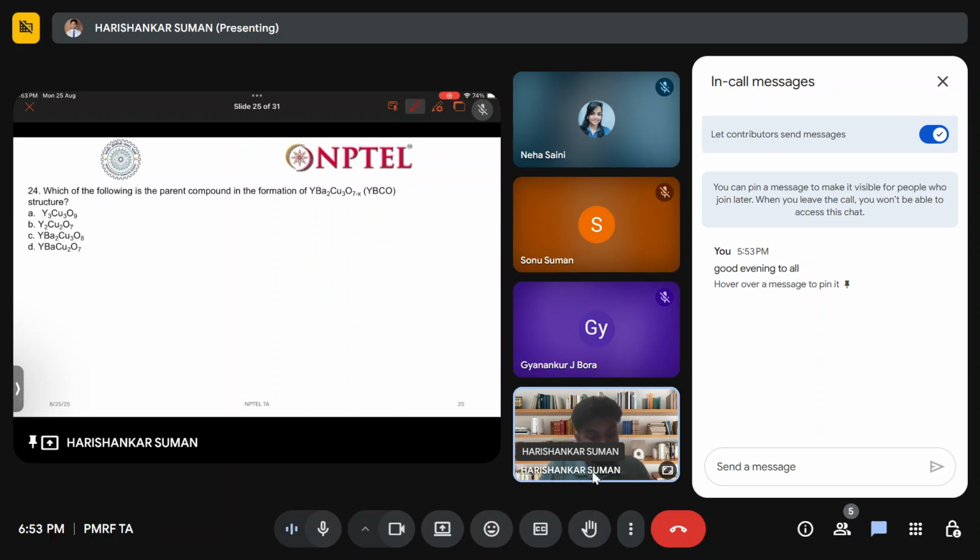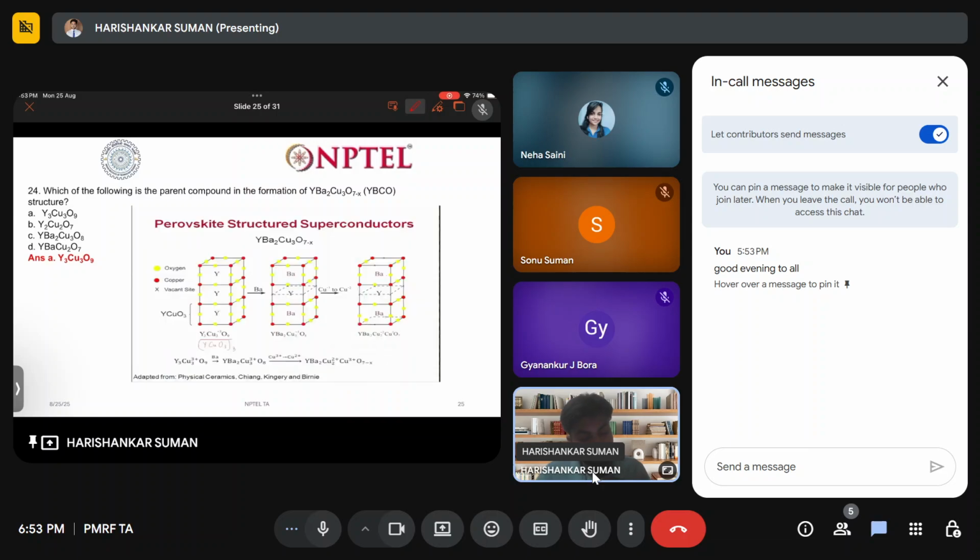Next question, which of the following is the first exact important formation of YBa2Cu3O7-x, YBCO. So the answer is A, it can be seen that a perovskite type structure is formed, Y3Cu3.